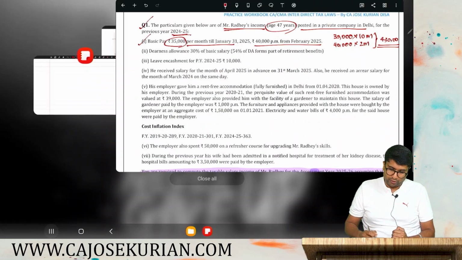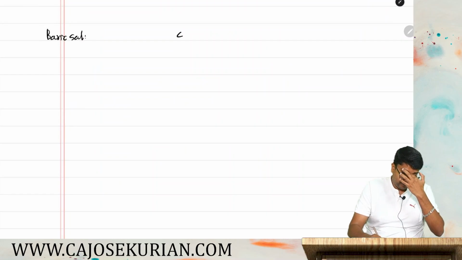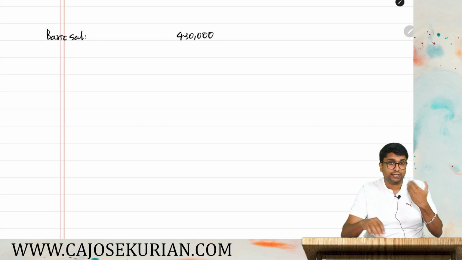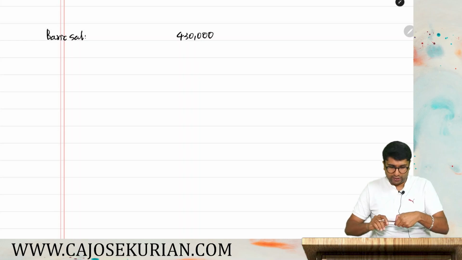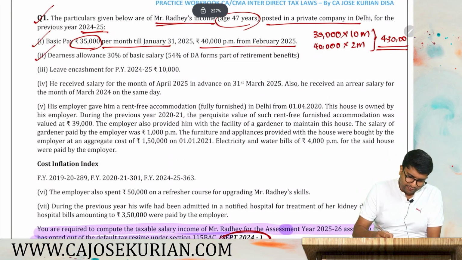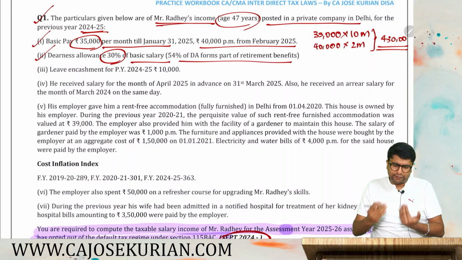So let's note down that respective salary. So basic salary 4,30,000. We are computing the tax total income from the head salary as per the normal slab rate. Alright, so let's read the remaining things. What is adjustment number 2? Dearness allowance of 30% of the basic salary and 54% of DA forms part of the retirement benefit. So the entire DA will be fully taxable.